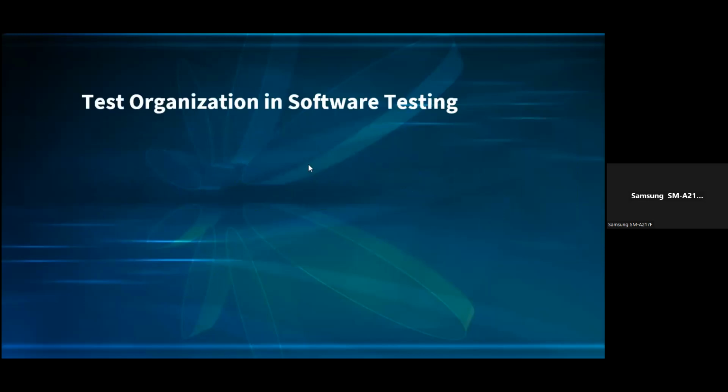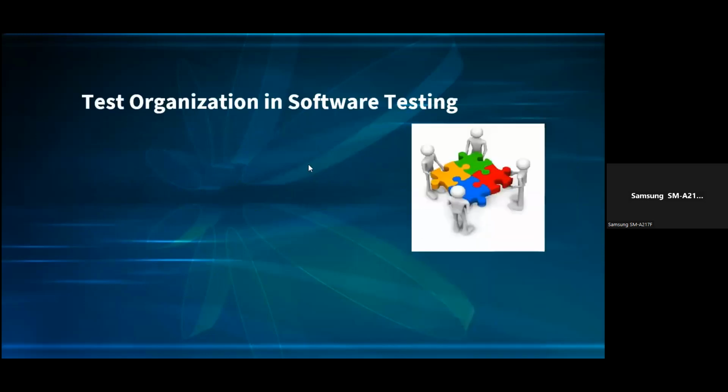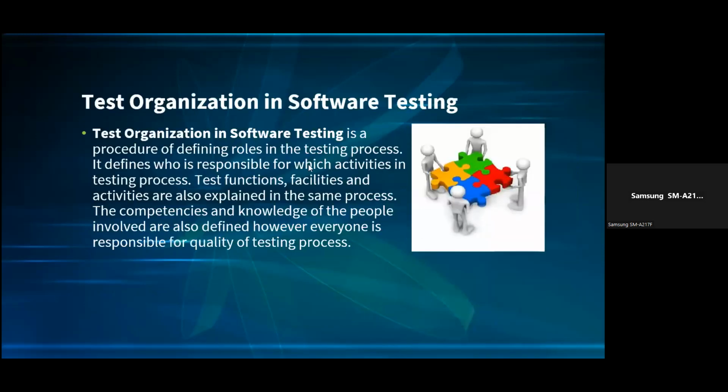Test organization in software testing. What is organization in software testing? It is a process of defining roles in the test process. So it's also going to be part of what is going to be in your test plan.